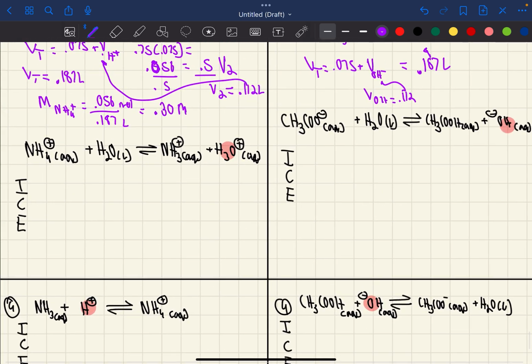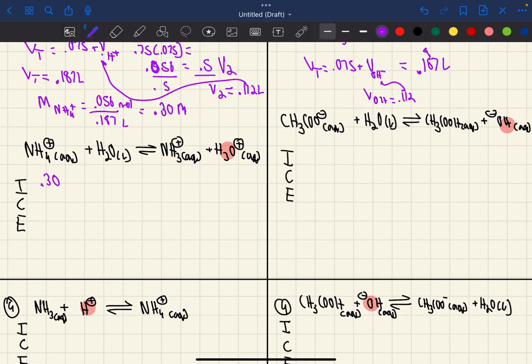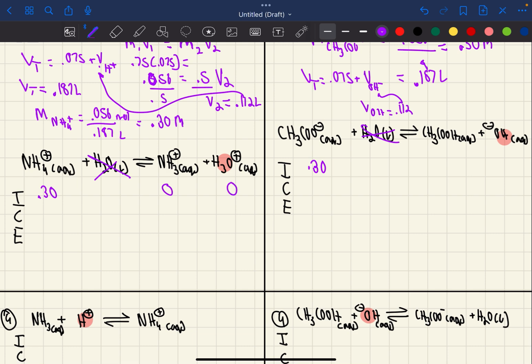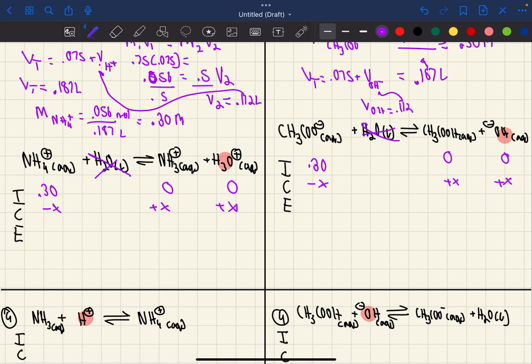So you know your initial for this is 0.3 because you just solved for that, right? And then the same thing, initial is going to be 0.3. Ignore water because water is a liquid, so it doesn't matter. This one is going to be 0 because you didn't make anything before. I initially had 0, but you're going to start adding x, x, x, and then x. And this is me subtracting x because you're losing some moles, right? Molarity, right? And then you're going to end up with 0.3 minus x, and then x and x. Oops, no, plus x.